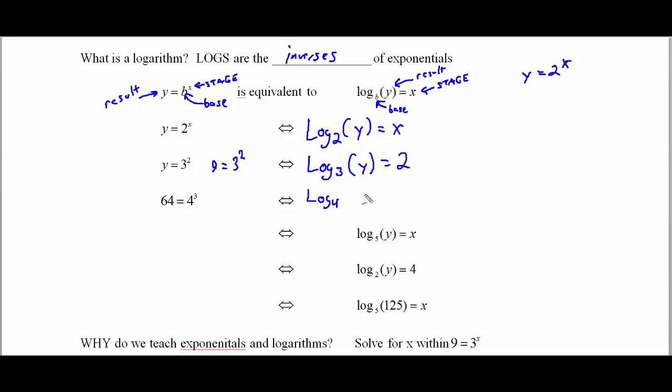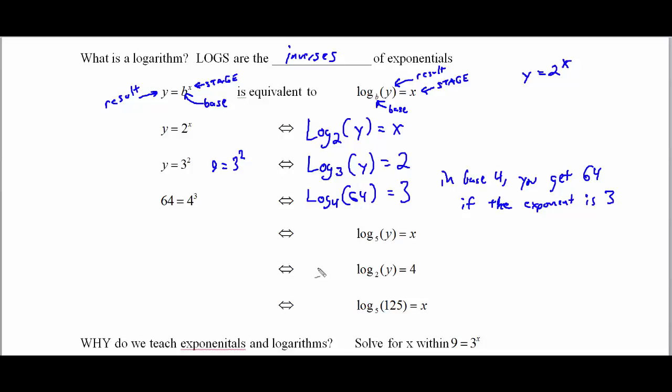See, log base 4. My result is 64 if I raise it to the third power. So you may want to try translating this in words here. You could say, in base 4 you get 64 if the power, stage, or exponent is 3. And that's true. 4 to the third power is 64. Now I want you to kind of convert this back.